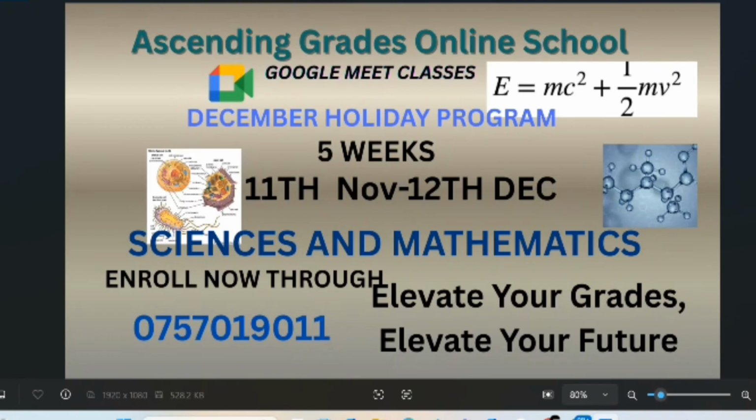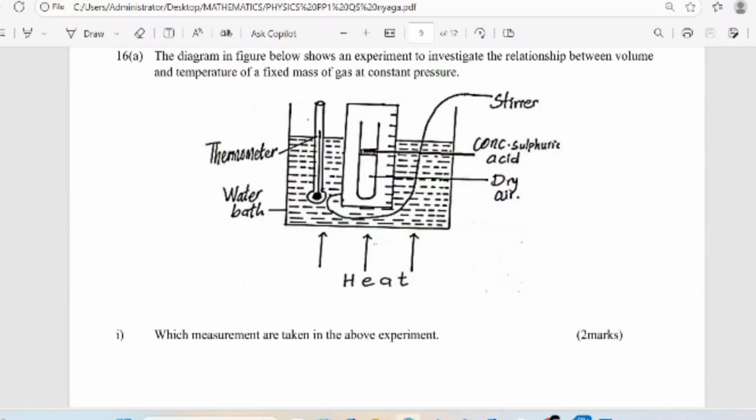So, welcome to our today's discussion where we shall be having a small section on physics paper 1. Two questions, that is question 16 and 17, as part of a part that remained in Nyaga physics paper 1. The first question reads: the diagram in the figure below shows an experiment to investigate the relationship between volume and temperature of a fixed mass of a gas at constant pressure.